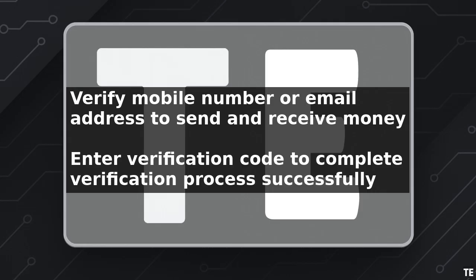To send money, simply enter the amount you want to send and select the Send button. The money will be deducted from your US Bank account and deposited into the recipient's bank account. You can also request money from others using Zelle. To do this, select the Request Money option and enter the amount you want to request.